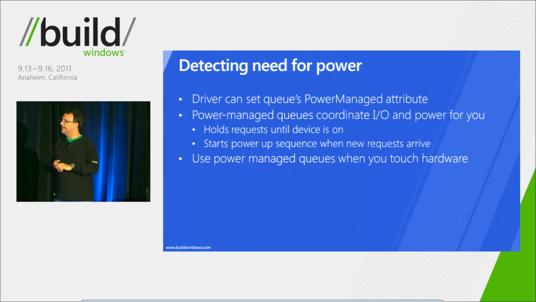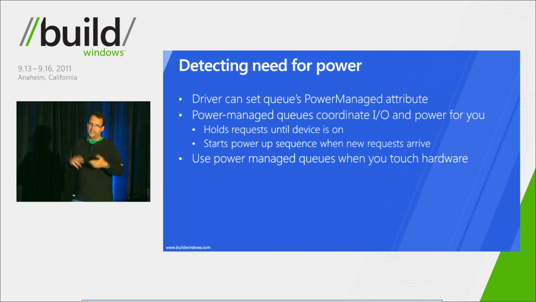So we define an attribute on queue called power managed. We're already using queues as gates. We can shut them down for power operations to stop I/O flow. So we said we'll make an attribute on a queue. You can make a queue power managed. When there's work in that queue, we know the device has to be powered on. When there's no work in that queue, we know it's safe to power the device off.